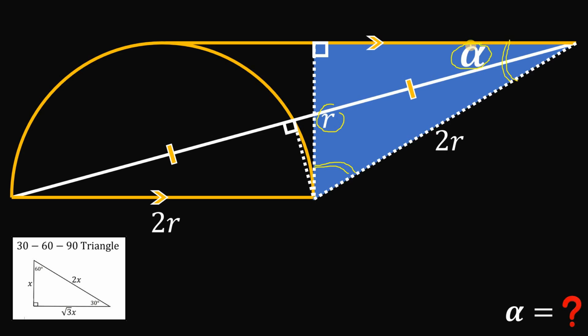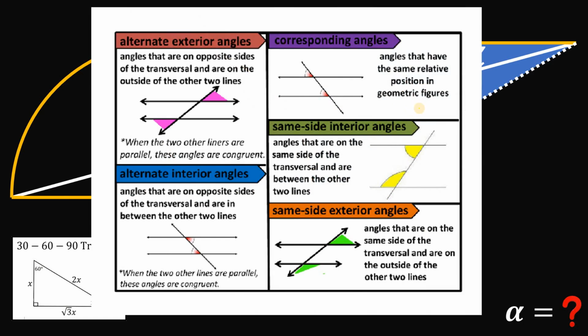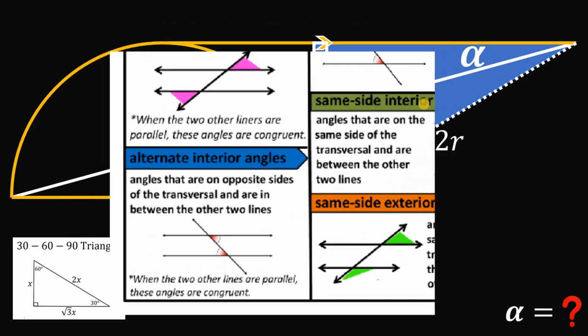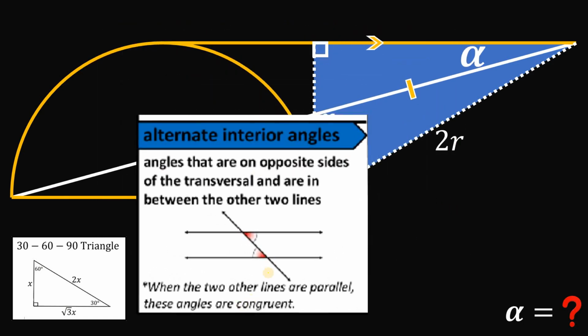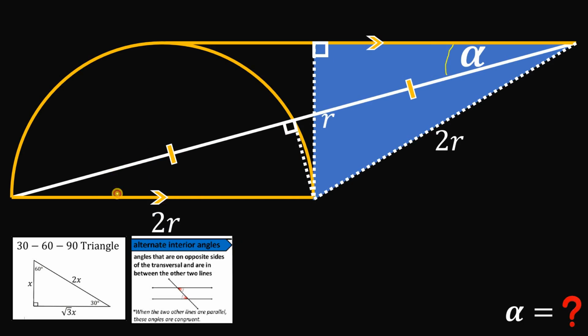And what concept do we use? The concept of this parallel segment and this transversal line. So we will use the alternate interior angles. Here it is. Now, this concept tells us that those alternate interior angles must be congruent or equal. So if this is alpha, this angle right over here must also be equal to alpha. So again, if this is alpha, this alternate interior angle is also alpha.